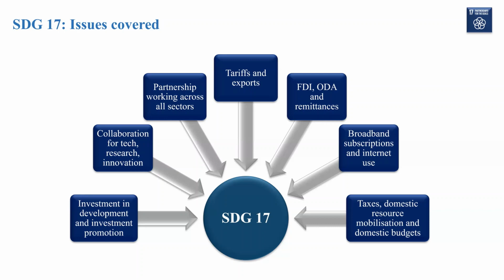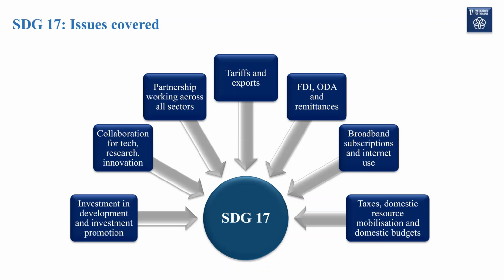It looks at collaboration, as we're talking about partnering as well around technology, around research, around innovation, so that as planet Earth, we're all moving together and all able to benefit from these advances that are being made in technology, for instance. Partnerships across all sectors, tariffs we've spoken about, but it also appears here in goal number 17. Foreign direct investment, overseas development assistance, remittances. So when we think about monies that are coming, different types of monies and funds that are coming into a country, that's under goal number 17.